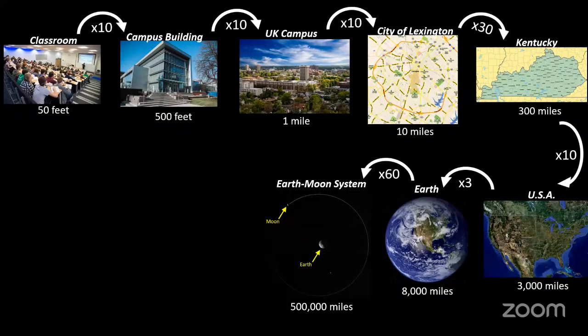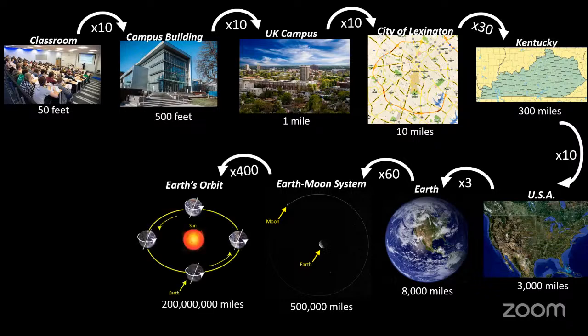The Moon is about 250,000 miles from the Earth in its orbit. And so the diameter of the orbit of the Moon is about 500,000 miles across. And note that the Moon is the furthest distance that humans have ever traveled from the Earth. If we move up by a factor of about 400, we get to the size of the Earth's orbit around the Sun. The Earth orbits the Sun about 100 million miles in distance, or a diameter of about 200 million miles.